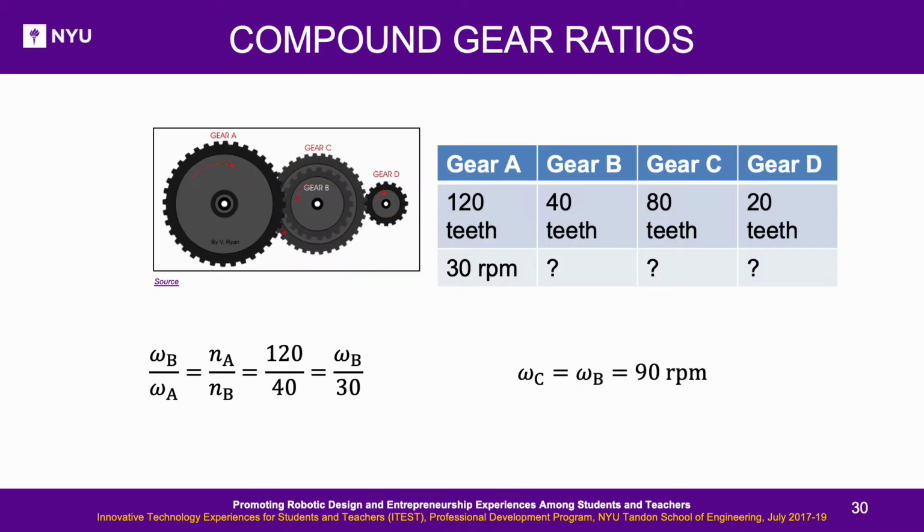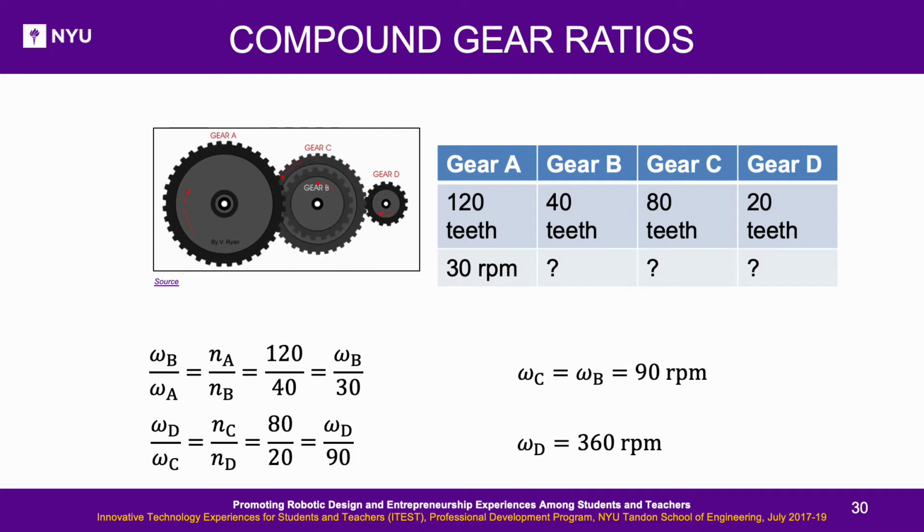By following the steps, for gears A and B, the speed of gear B is 90 revolutions per minute. Since gears B and C are on the same shaft, the speed of gear C is also 90 revolutions per minute. Next, considering gears C and D, the speed of gear D is 360 revolutions per minute. Gear D rotates in a clockwise direction.